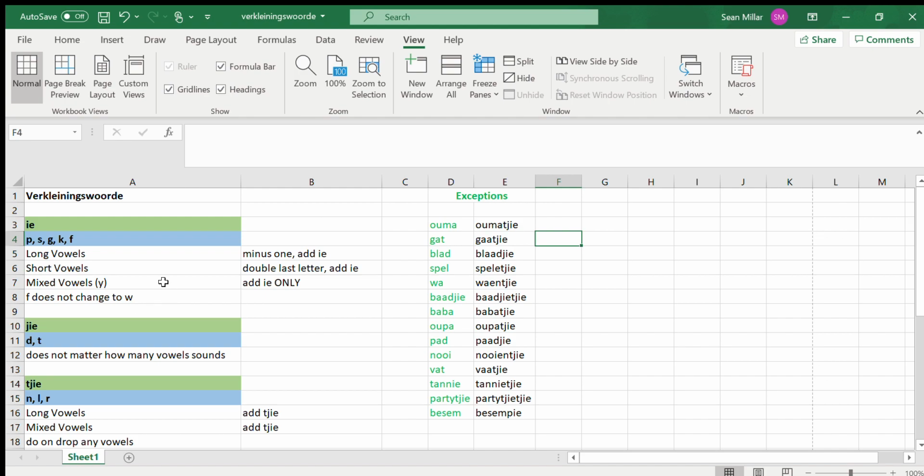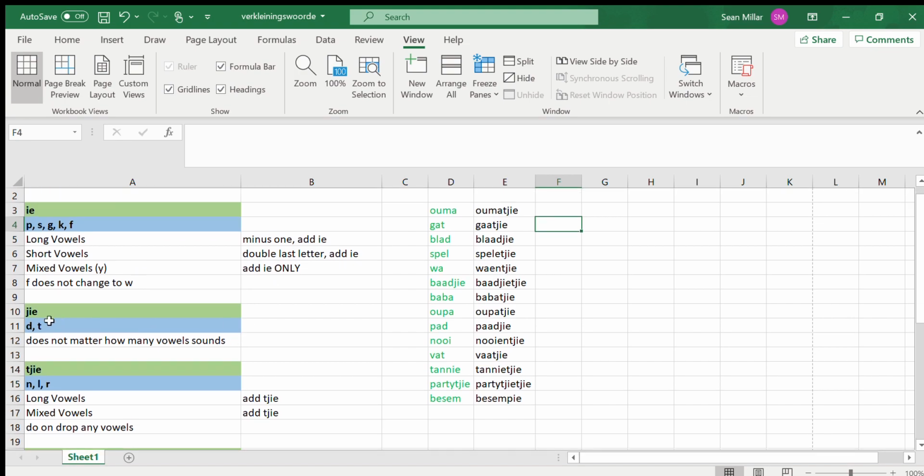Then just a general rule, if what you're adding to the word begins with a vowel, as you can see I'm adding IE and that begins with a vowel, then you apply these rules: if you have a long vowel, you minus the one vowel. If you have a short vowel, you double the last. But if we go on to our next example, and you see that we're adding a JIE, because the JIE doesn't start with a vowel, because J is not a vowel, then it does not matter about these long vowel and short vowel rules.